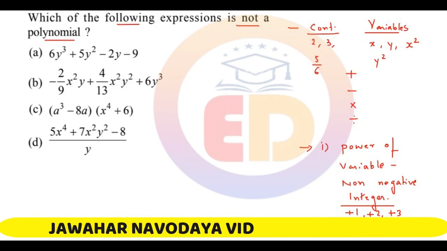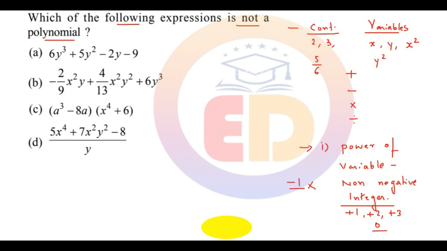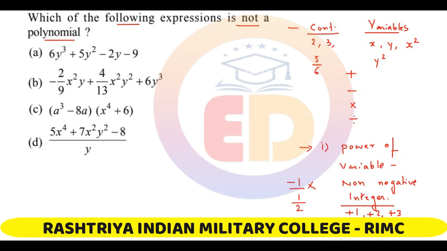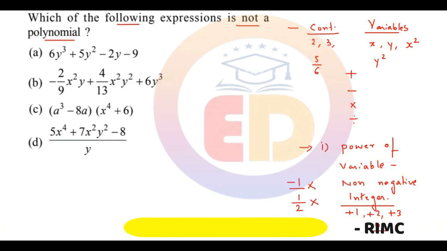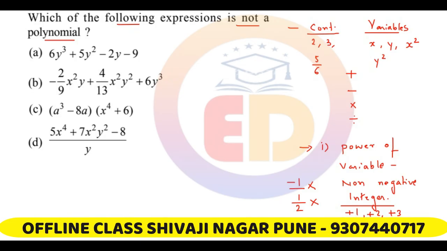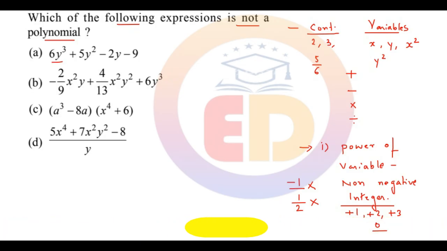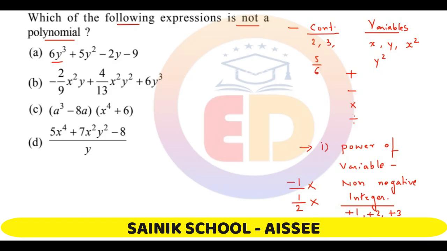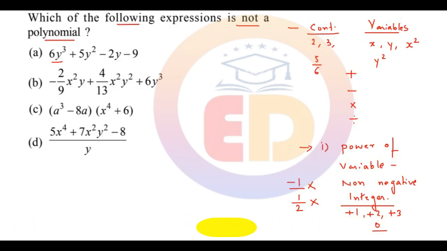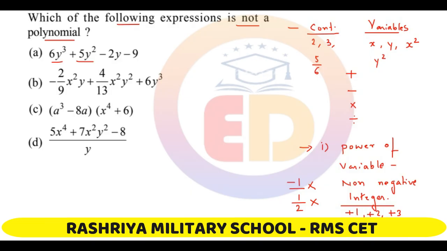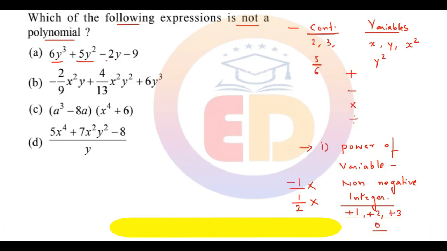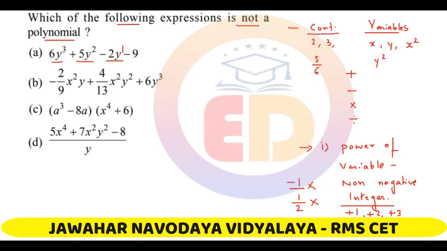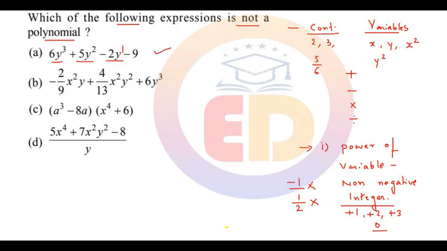So these are the only possible powers. Suppose there is a power minus 1 with a variable, then it will not be a polynomial. Suppose there is a power 1 by 2 of a variable, then it will not be a polynomial. On this slide, let us analyze option number 1. Here the variable in 6y cube is y, power is 3, which is possible. Y square, again the power of y is 2, which is a non-negative integer. Here 2y, no power means power 1, again a non-negative integer, so this is a polynomial.